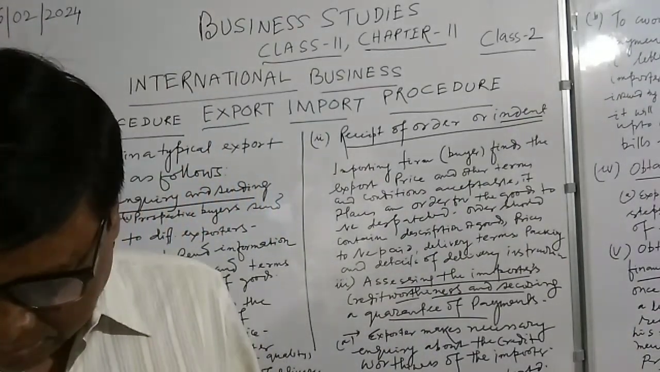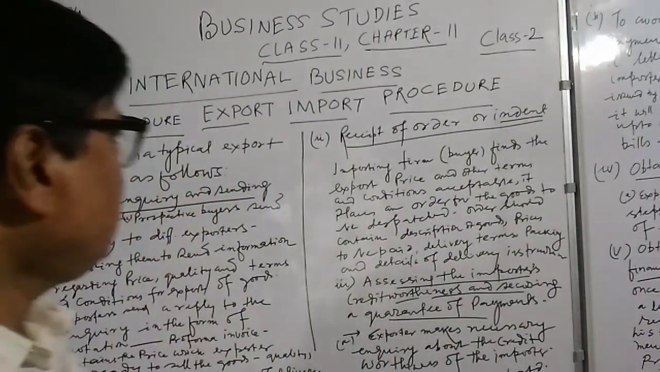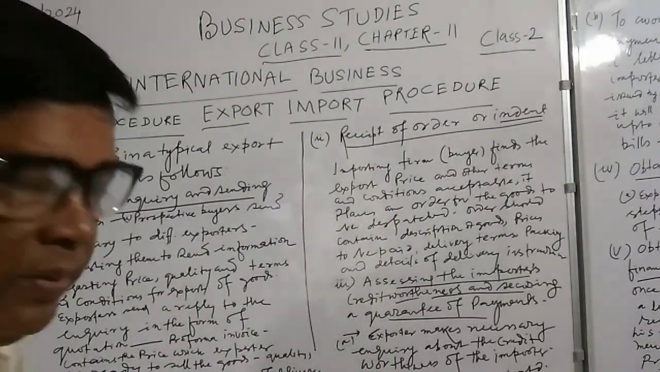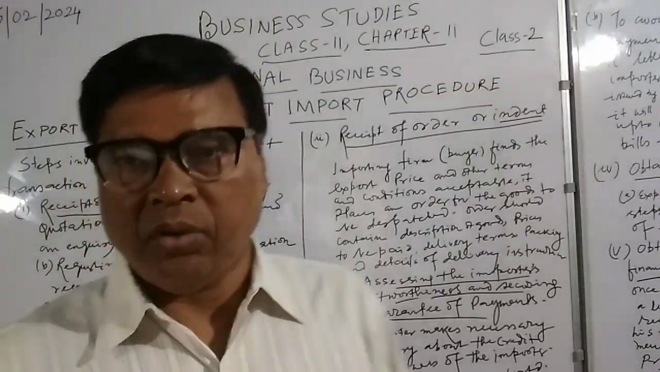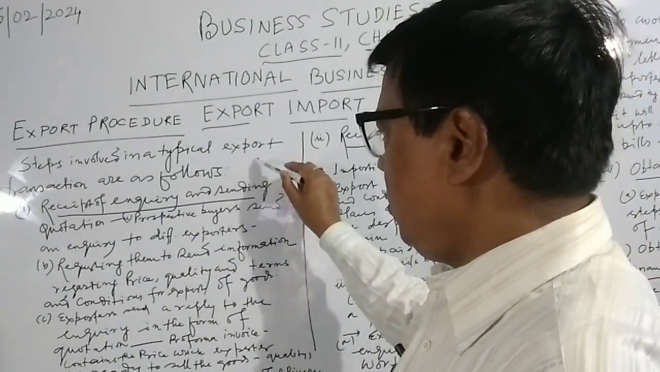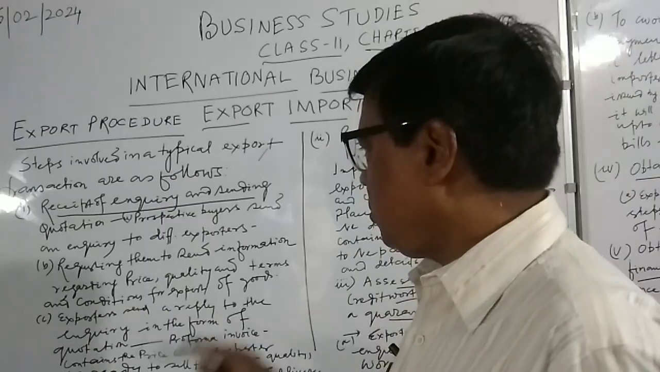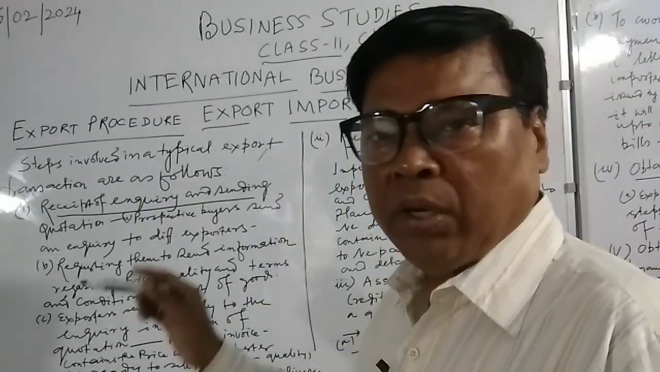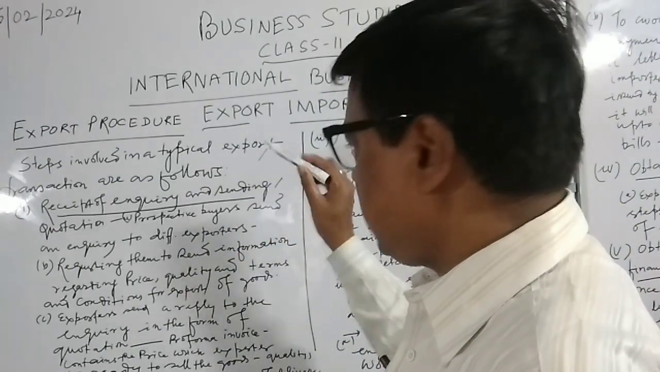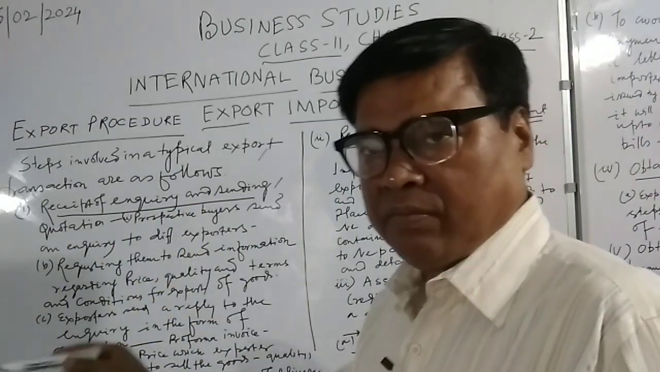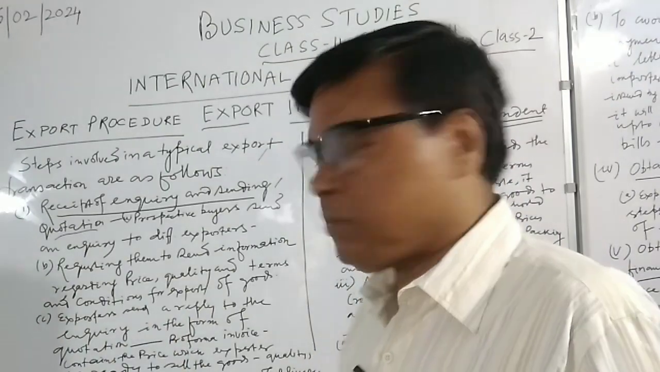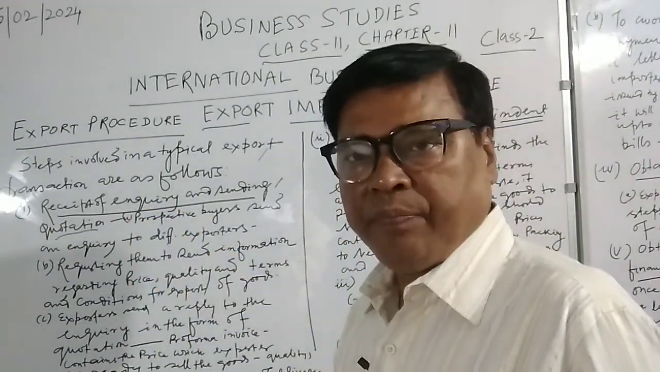Now we'll go into detail one by one, point-wise. Under international business, export import procedure, today we will be discussing the export procedure. What is the export procedure? It means the steps for your export transactions are as follows. First of all, you are to receive the inquiry and send quotations. You receive the inquiry, being the exporter, and send quotations.